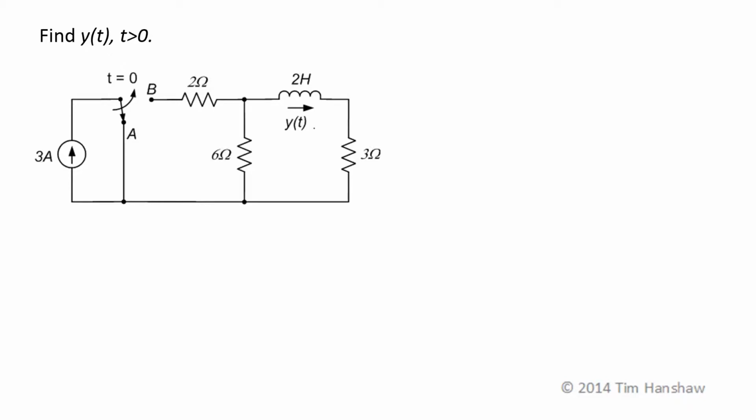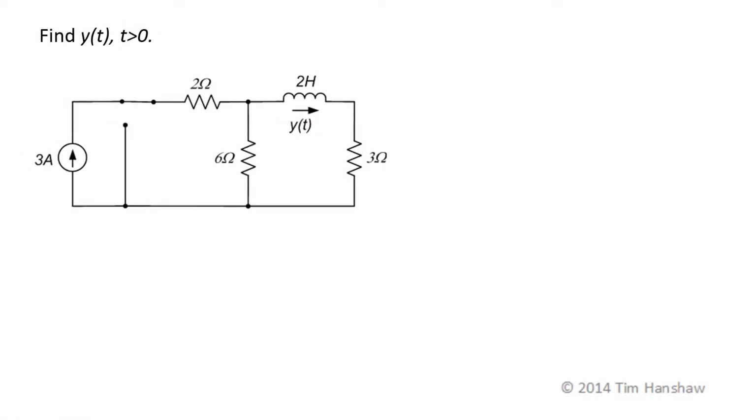In this exercise, we want to determine the current y of t through this 2 Henry inductor. We have a 3 amp source. At t equals 0, this switch moves from here to here and connects the 3 amp source to our inductor. Since we need the results for t greater than 0, let's redraw the circuit for t greater than 0 just to make sure that this switch doesn't confuse us.